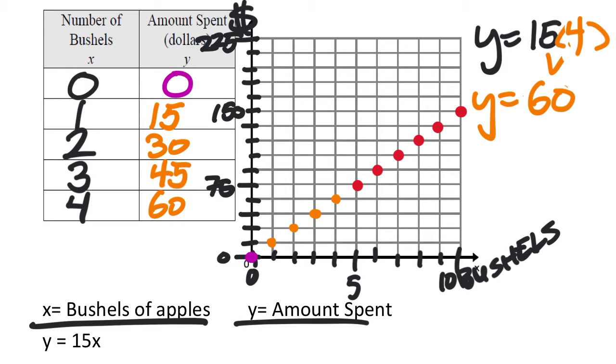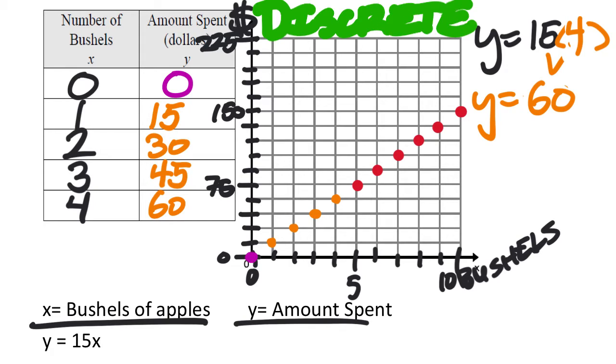Now there will be situations where we have to connect the line. But just so we understand as well, when you do not connect the line, this is what we call a discrete relationship. So this is discrete, which isn't so important in 8th grade math, but it will be in 9th grade math.